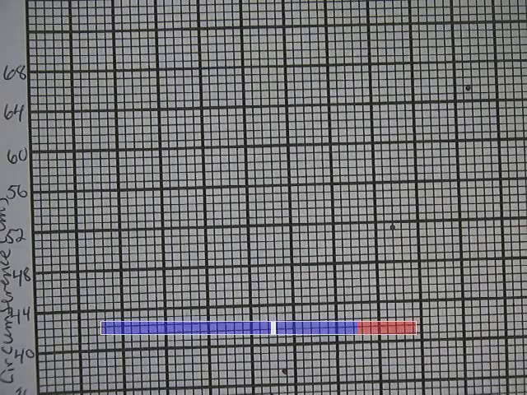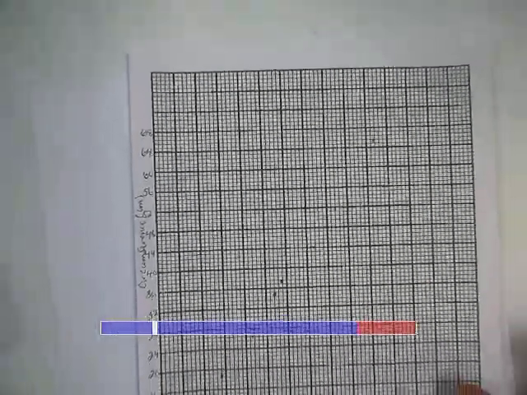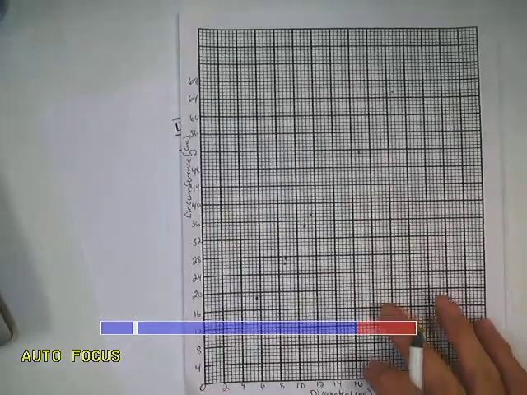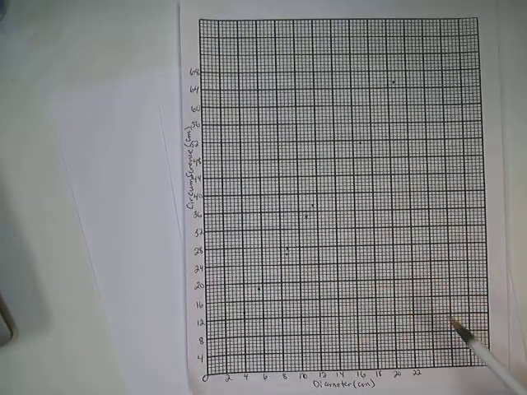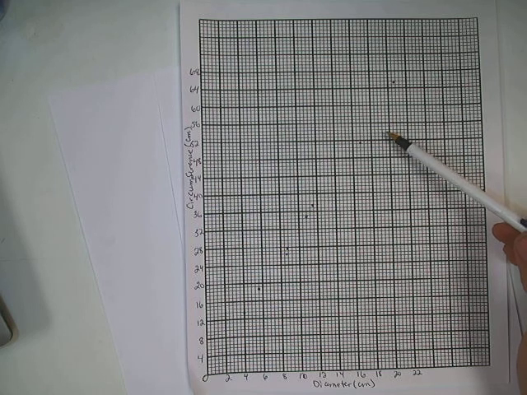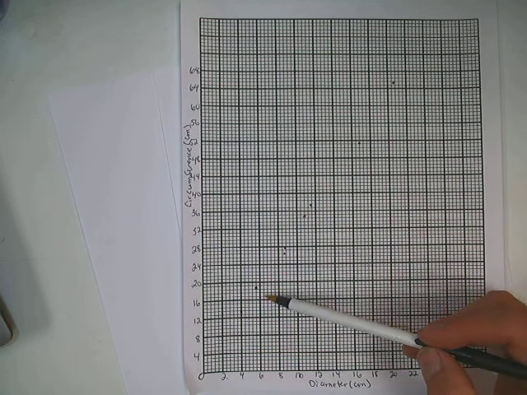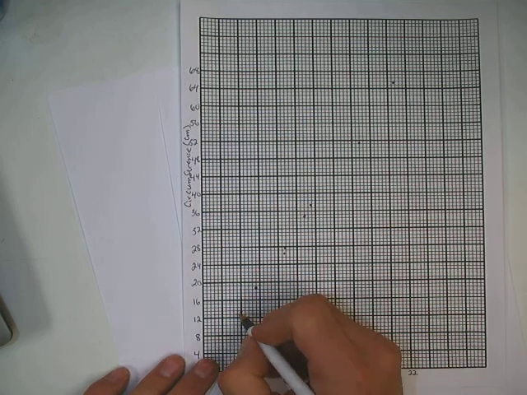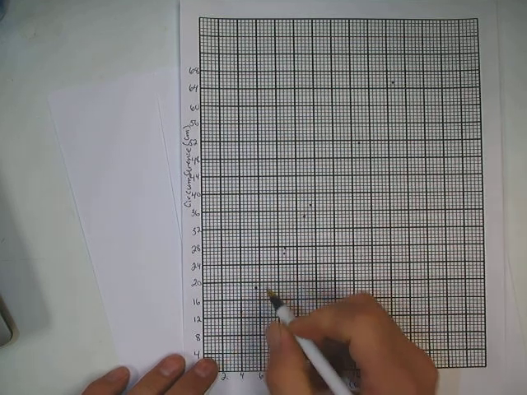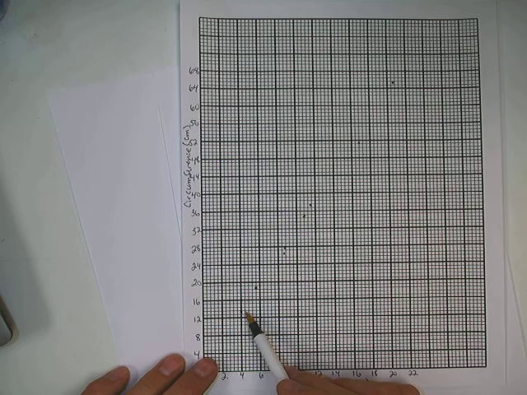Okay, so I finished with my graph. Let me zoom out here a little bit so we can see what it looks like. So my graph looks something like this. There are 1, 2, 3, 4, 5, 6, 7, and this one's kind of hard to see, 8 points on my graph. My 8th point is right there.